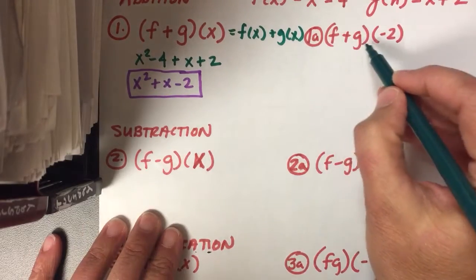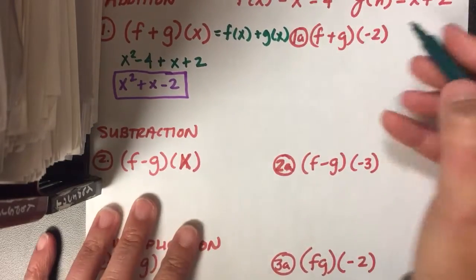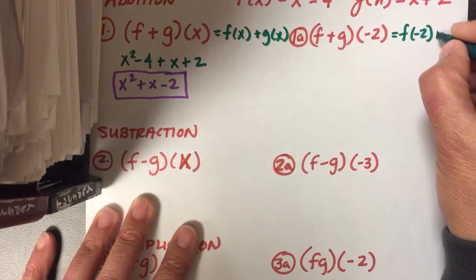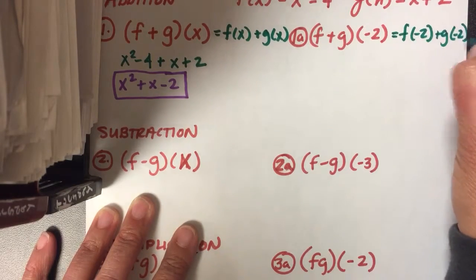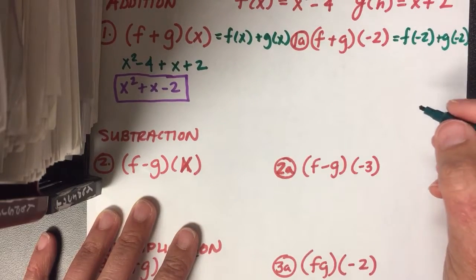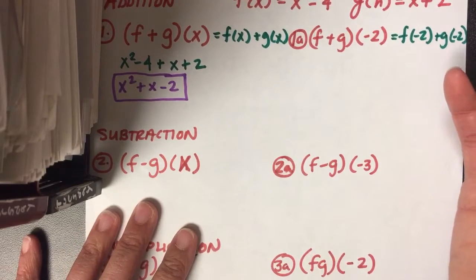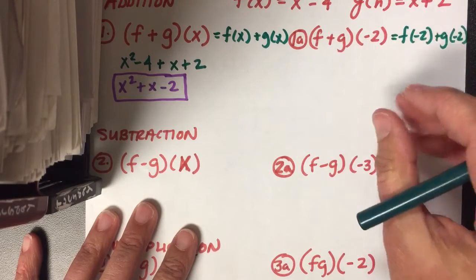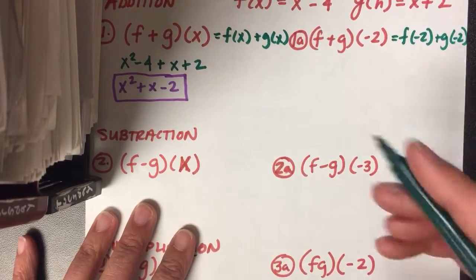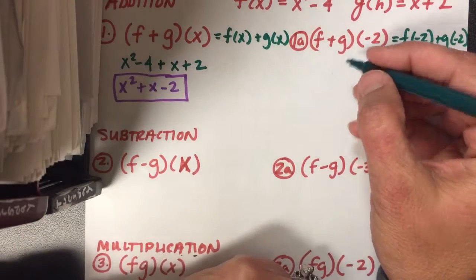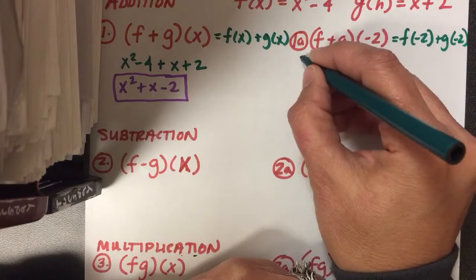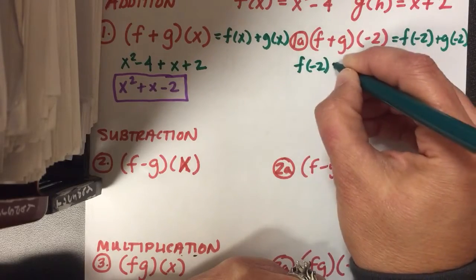Here I have f plus g of negative 2. Again, that means basically f of negative 2 plus g of negative 2. So we can do this one of two ways. We can either do each one of these separately and then add them together, or write it all as one big equation. I'm going to do it separately to make it easy. Let's do f of negative 2 first.